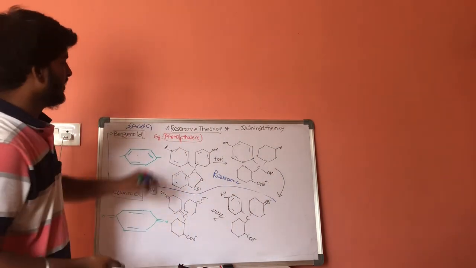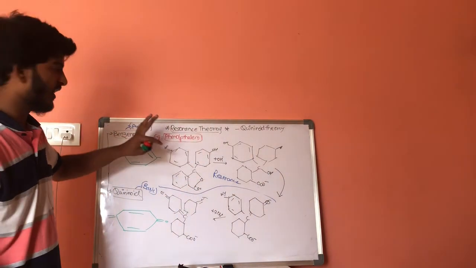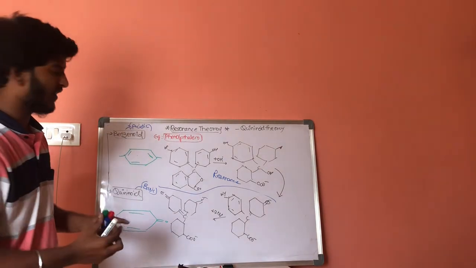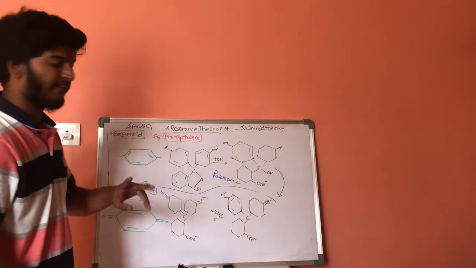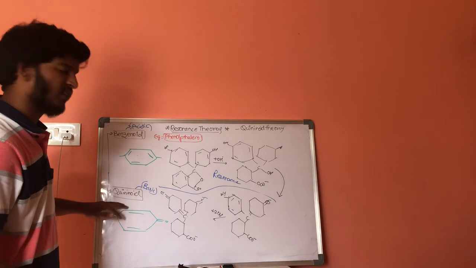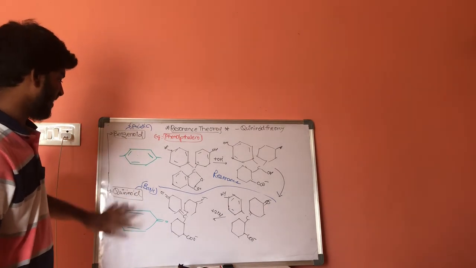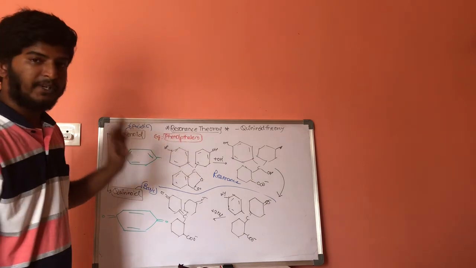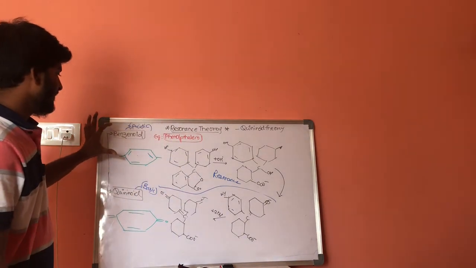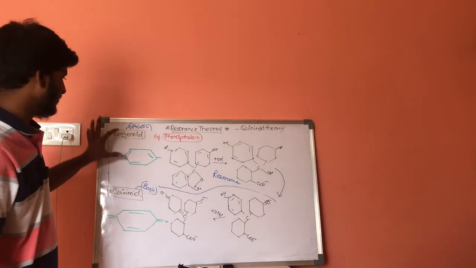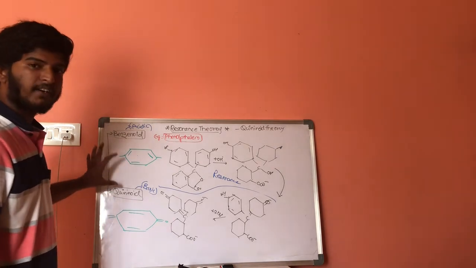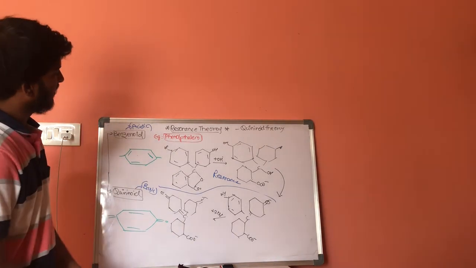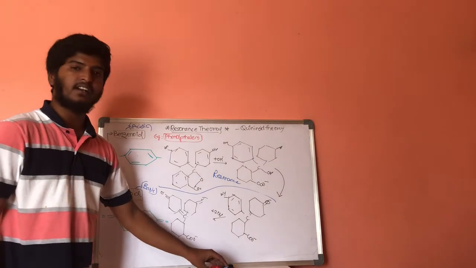This theory explains that the indicators are present in 2 tautomeric forms: one is the benzenoid form and the other is the quinoid form. This is the structure of benzene and this is the structure of the quinoid form. The change in color is because of interconversion of the benzenoid form into the quinoid form and from the quinoid form into the benzenoid form. This is about the resonance theory and Ostwald's theory.